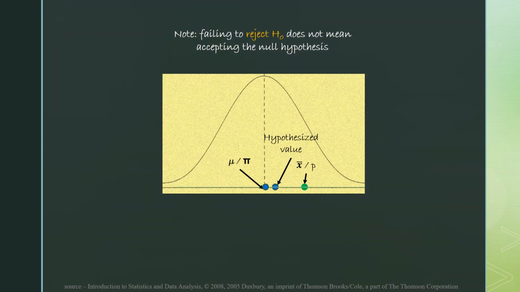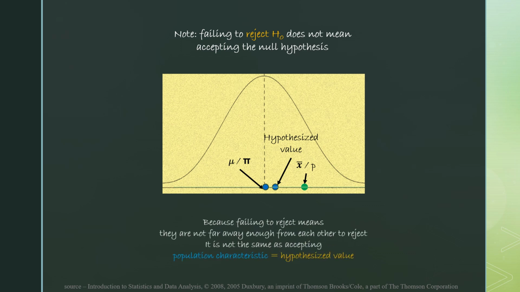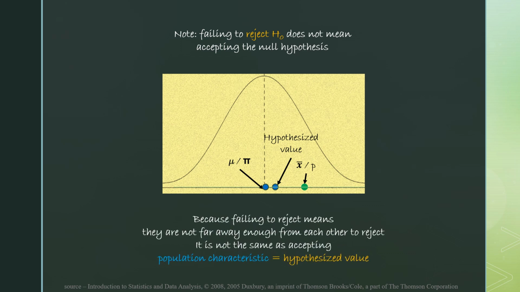Note, failing to reject H0 does not mean accepting the null hypothesis. We never accept the null hypothesis, because failing to reject means they are not far away enough from each other to reject. It is not the same as accepting population characteristic equals the hypothesized value. They are close enough to each other. Both are not the same or equal, which can only happen as a best possible case.